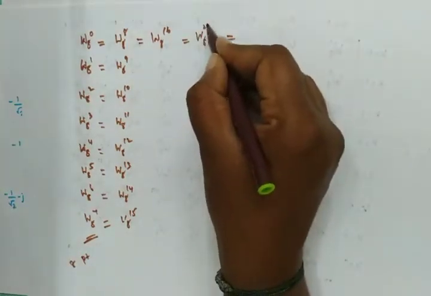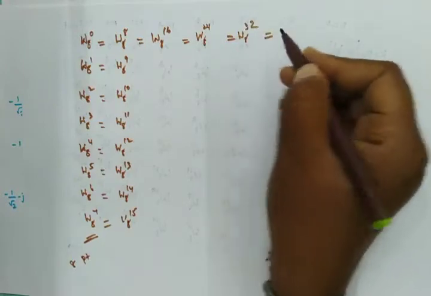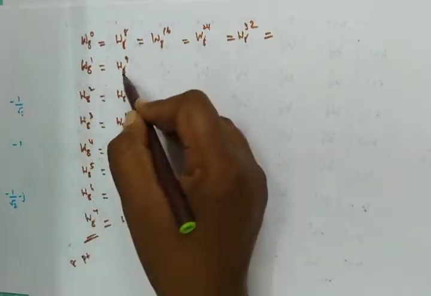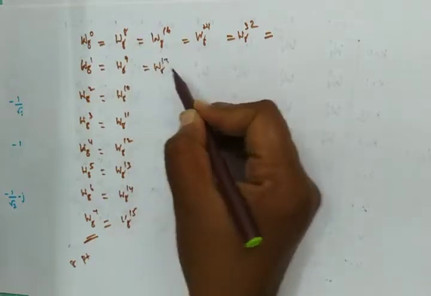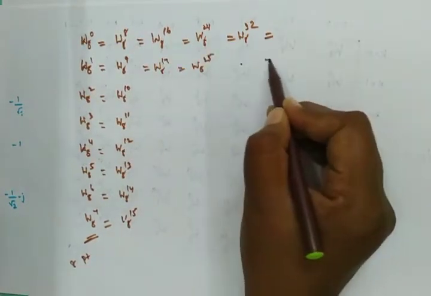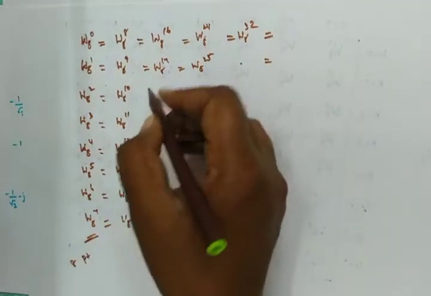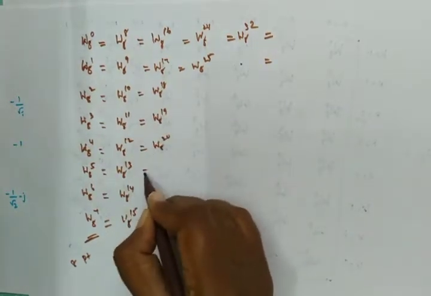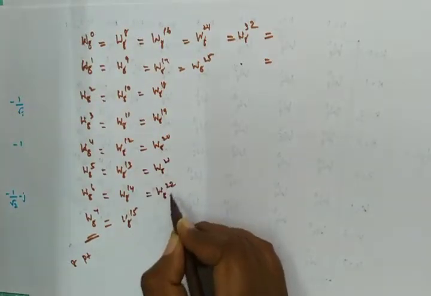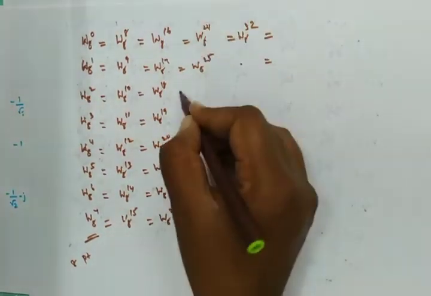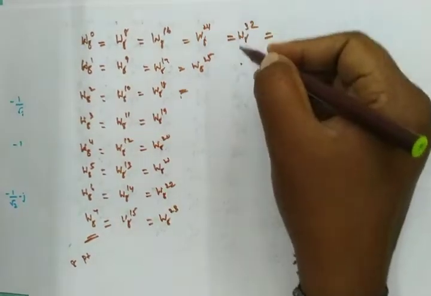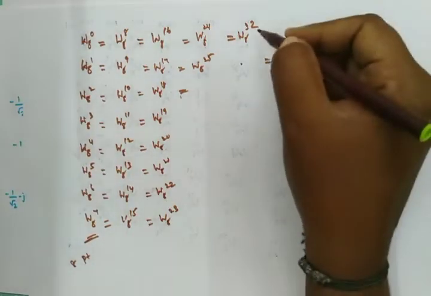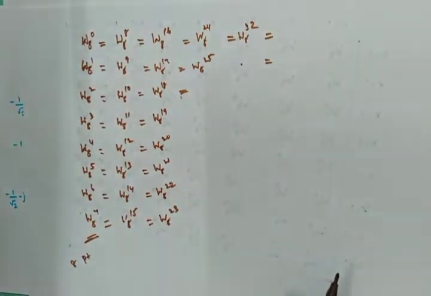All of these will have the same values, that is 0, 8, 16, then 24, then 32. Likewise, W8 power 1, W8 power 9, then W8 power 17, then W8 power 25 and so on will have the same values. So after this 17 we will have 18, 19, 20, 21, 22, 23, then 24, 25, 26, 27, 28, 29, 30, 31, 32, 33 and so on up to 39, then 42 and so on up to 47. So like this we'll have the same values.